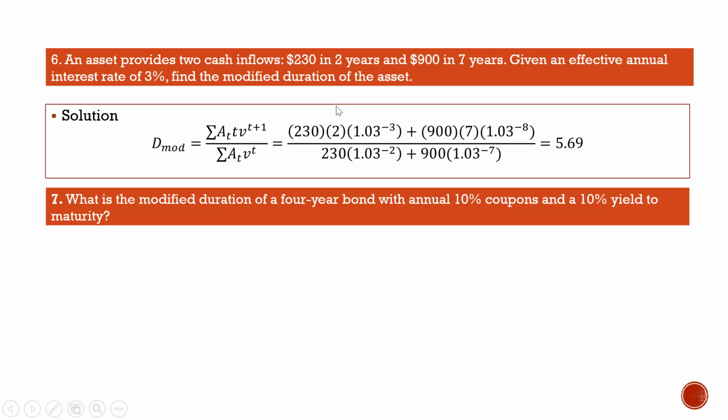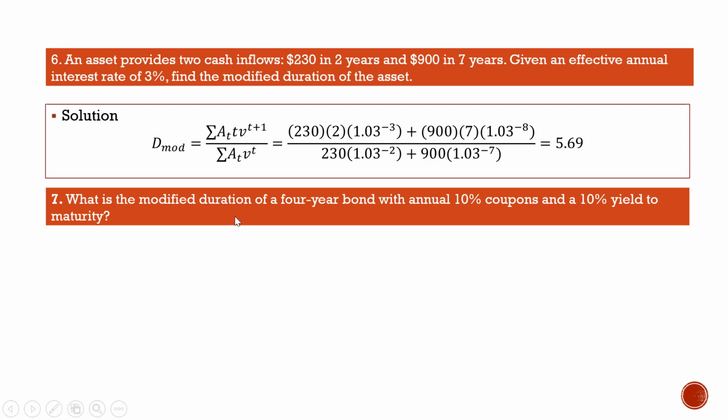So 230 is at time 2, so A_t is 230, 2 is t, and v^(t+1) here is v cubed, and v is 1.03 to the negative 1, so v^(t+1) here is 1.03 to the negative 3, and similar for the second term. The denominator is the present value of these cash inflows, and the modified duration in this case is 5.69 using interest rate 3%.